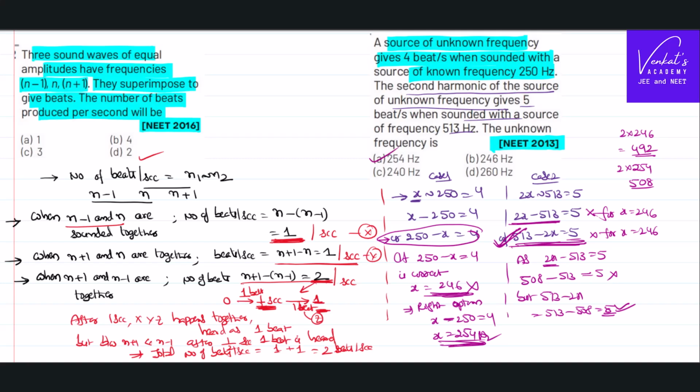So it's a very simple question. You only have to look for the possible options, knowing the basic concept that the number of beats heard per second is the difference between the frequencies. Once you know this concept, you can solve this kind of problem. That's it, and thank you for watching.